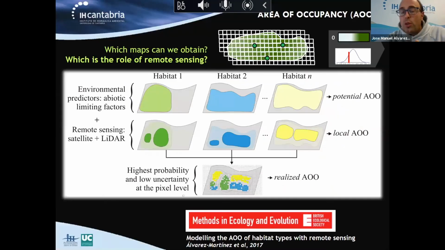So what we do with our analysis is basically the same. We define different levels of the area of occupancy following the IUCN criteria. You can see in the paper in Methods in Ecology and Evolution a detailed explanation of all this.